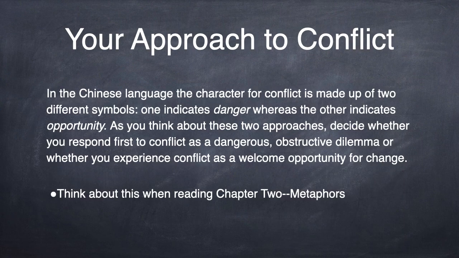I add this particular moment in the video because I think it's quite intuitive for us. In the Chinese language, the character for conflict is made up of two different symbols. One that indicates danger and the other that indicates opportunity. Chapter 2 is really going to focus on both of these, and it's going to identify the ways in which we engage in perceiving things as either dangerous or as opportunities.